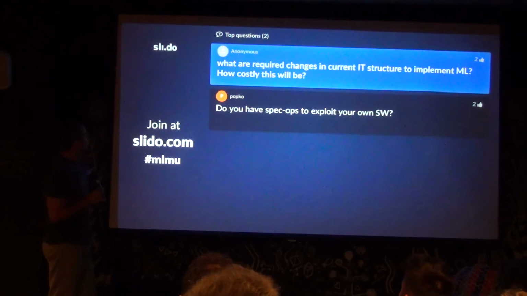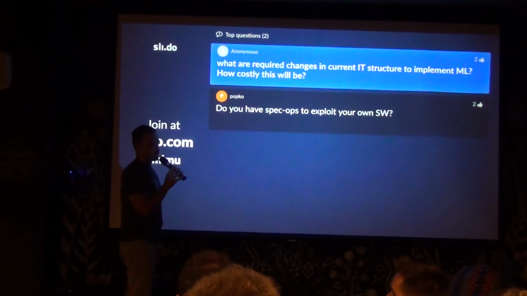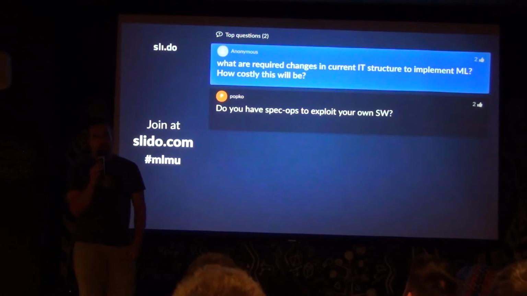Okay, so what are required changes in the current IT structure? So ESET has quite a big number of servers, and we are investing into it highly. And we are already doing this machine learning.